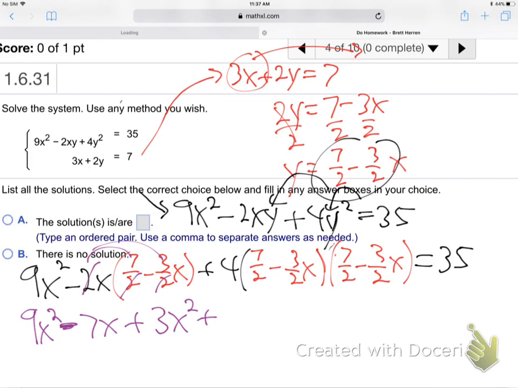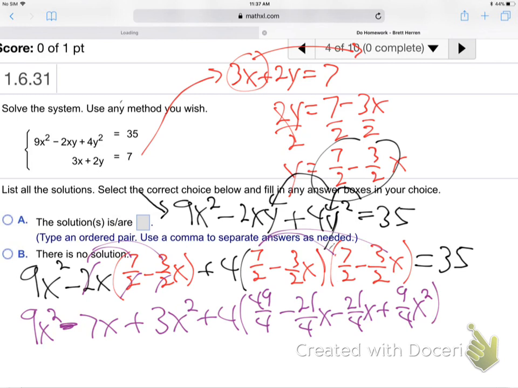Now, what are you going to do here? Well, leave the 4 sitting in the front, and you got to FOIL out this big old mess. Boom and a boom. 49 fourths minus 21 fourths x minus 21 fourths x plus 9 fourths x squared equals 35. And then see, when the 4 distributes through, he'll cancel all these 4's out. So now I'll go dot, dot, dot. Now the fractions are gone, you can do the rest, right? So that will work. That is possible.